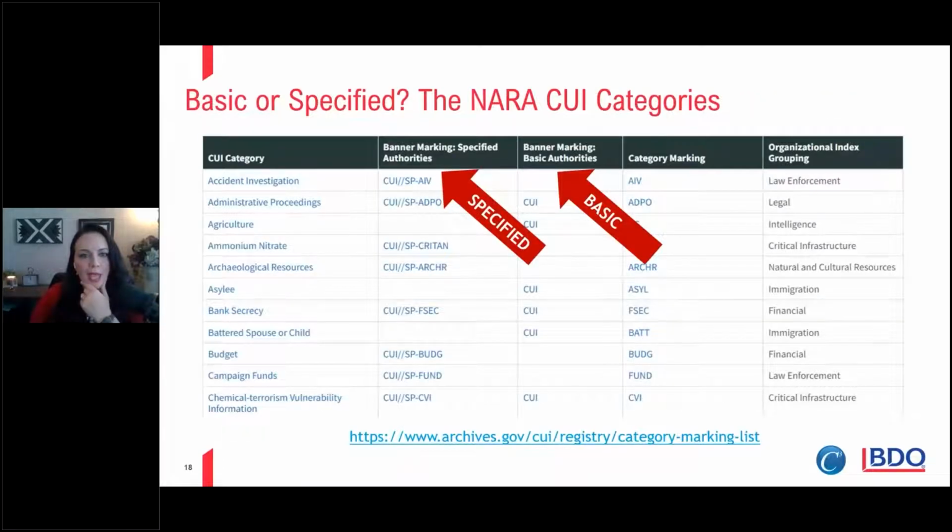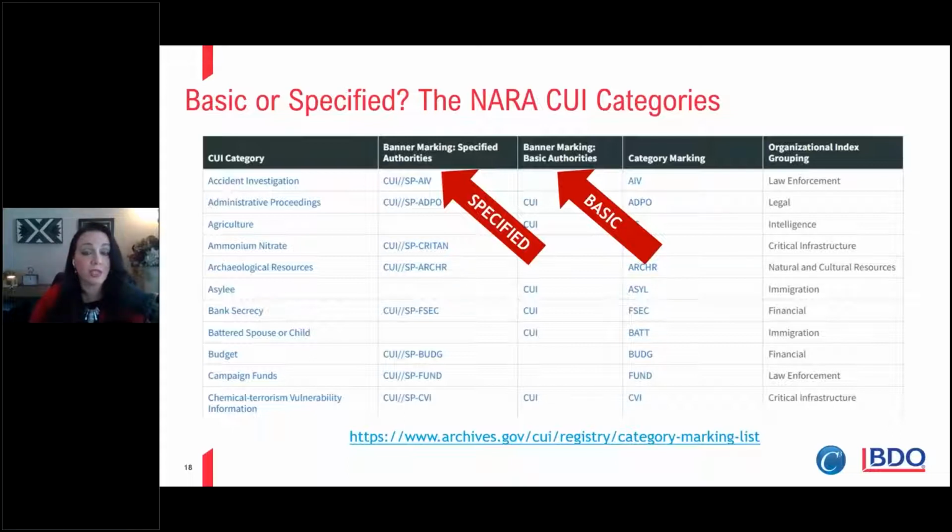So when you look at the NARA CUI categories, what you will see is they have yet another matrix here, which tells you all the specified and the basic categories. Under basic, you're going to see CUI, for things like agriculture. If you go across, you're going to see that the banner marking for basic authorities is CUI and it has no specified category. But some of the sub-level categories under agriculture are going to have the specified category as well as the banner marking CUI. So this is a case where you might get specified, you might get mixed.